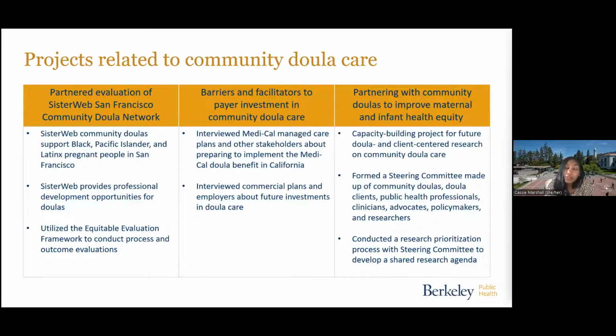And thirdly, I'll be drawing from a kind of unique project that wasn't a research project, but was really a capacity building project where we brought together key stakeholders, including community doulas, clients, people who had used doulas during their birthing experiences, public health professionals, clinicians, advocates, policymakers, and researchers. We brought together this collaborative from different backgrounds and overlapping identities, I should say. Many people identified with more than one of these roles. We talked about how we should be conducting research in this space, what the best practices are, and also developed a shared research agenda. So what's next? What needs to be studied?